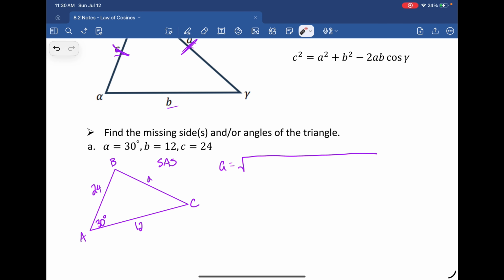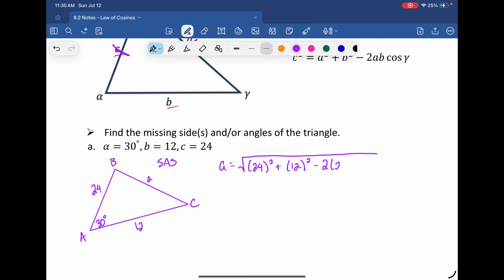I don't want you to think in terms of A, B, and C. I want you to think of adjacent, in between, words like that. So the side that's next to angle A, 24, squared, plus the other side that's adjacent, 12 squared, minus 2 times both of those, times the cosine of the only angle that you know, 30 degrees. Then that goes in your calculator.